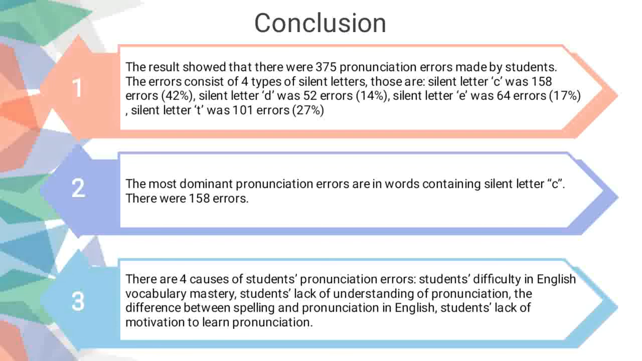And then the most dominant pronunciation errors are in words containing silent letter C. There were 158 errors. And then there are 4 causes of students' pronunciation errors. Those are students' difficulty in English vocabulary mastery, students' lack of understanding of pronunciation, the difference between spelling and pronunciation in English, and students' lack of motivation to learn pronunciation.